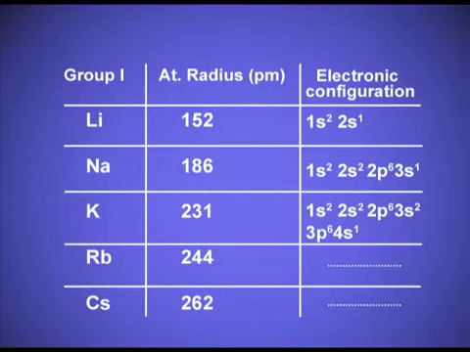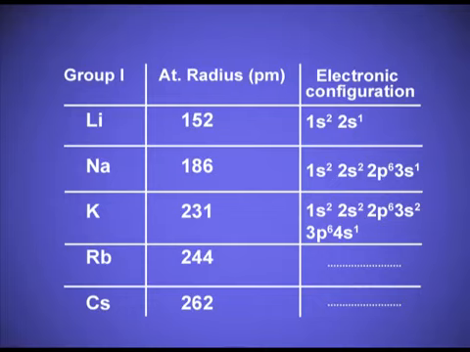You can also compare the electronic configuration, and you can see the new shells responsible for the increase in the atomic radii. Lithium, the electronic configuration is 1s2, 2s1. Sodium, the electronic configuration is 1s2, 2s2, 2p6, 3s1, a new shell is added. There is an increase in the principal quantum number. It was 2 in the case of lithium, whereas it is 3 in the case of sodium.